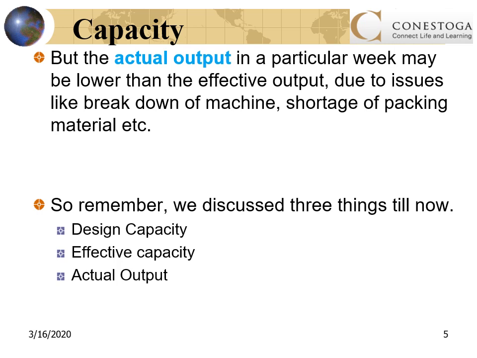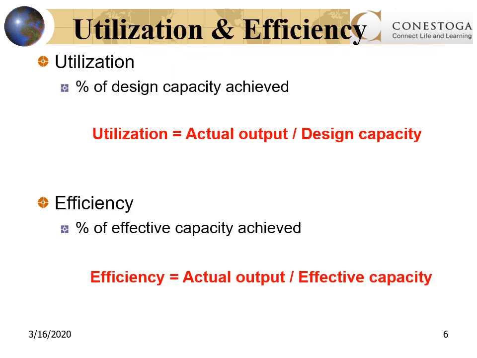So just to summarize what we have discussed till now, we have discussed the design capacity, effective capacity, and actual output. Using these three keywords, we will be introducing two concepts now. So this will be tested for your final examination. The first concept is called utilization. The second concept is called efficiency.